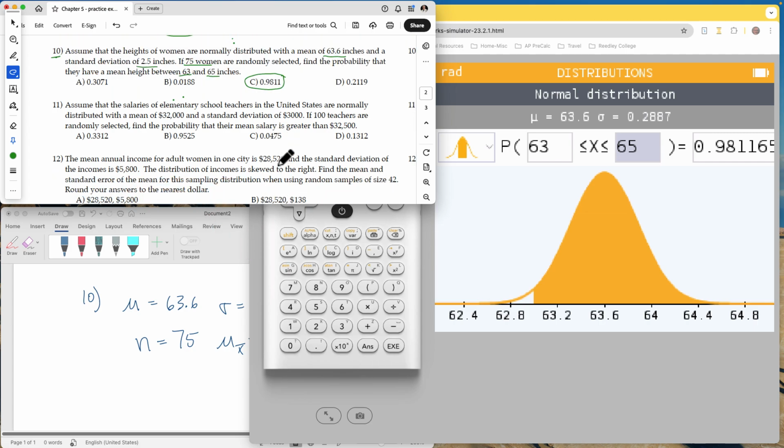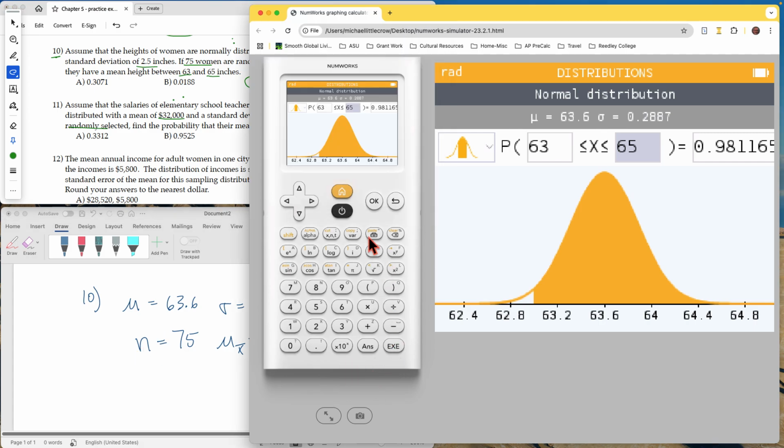Assume the salaries of elementary school teachers in the United States are normally distributed with a mean of 32,000 and a standard deviation of 3,000. If 100 teachers, so these are all going to be sampling, are randomly selected, so that's a sample, find the probability that their mean salary is greater than 32,500. So again, you might not even need to write these down anymore, right?